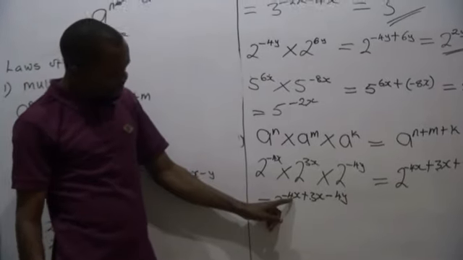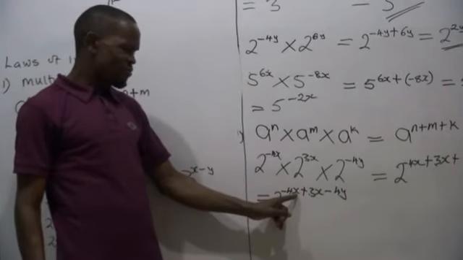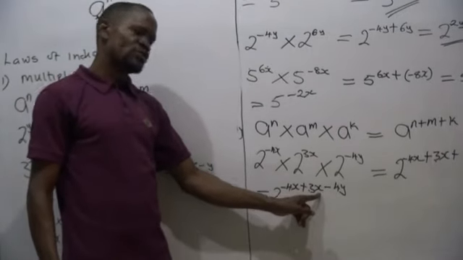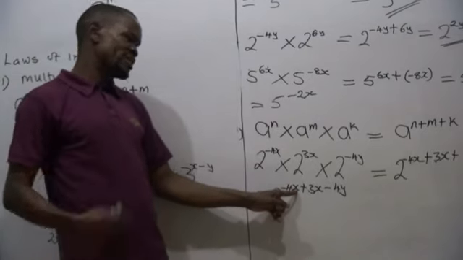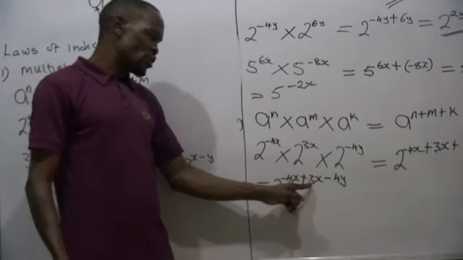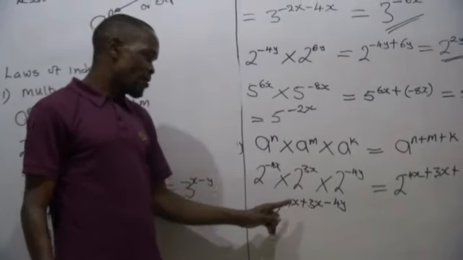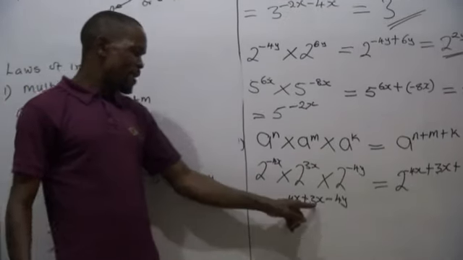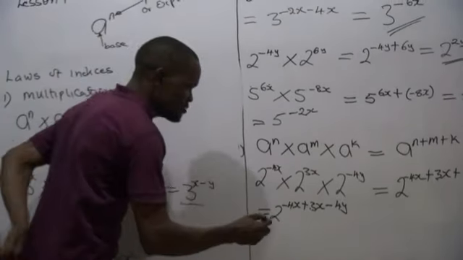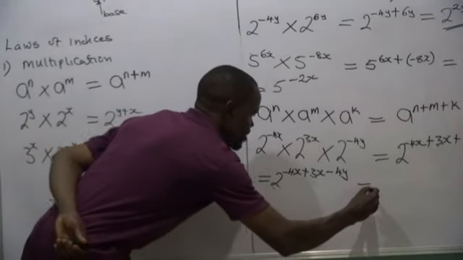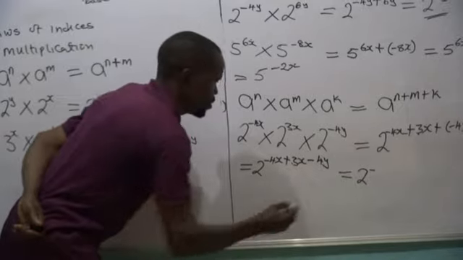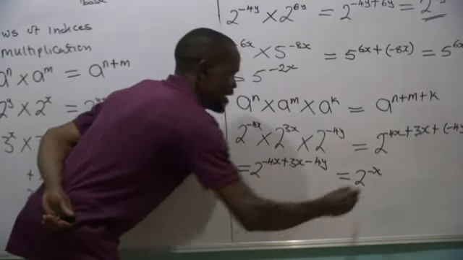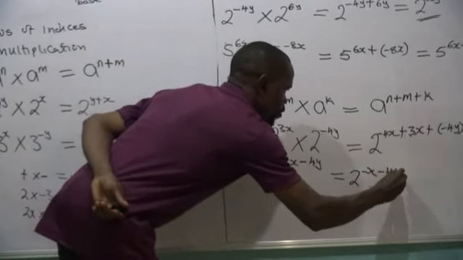So this means four bags of rice, three bags of rice. And this one means that I'm owing four bags of rice. If I call this x a rice, this one will be three bags of rice. I'm owing four bags of rice. I pay three bags of rice. I'm still owing. So this will give me 2 raised to the power minus x, then minus 4y.